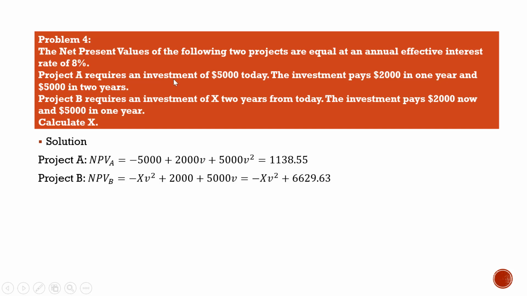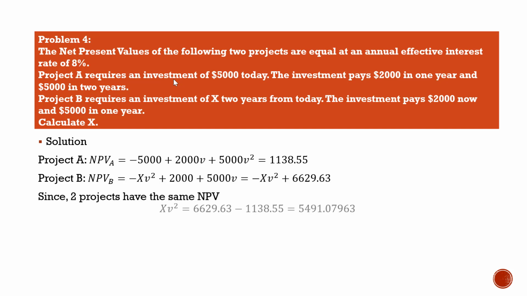And because these two projects are equal in net present value, we set these two net present values equal and solve for x. So we have Xv squared is 5,491.07963, and don't forget v is 1.08 to the negative 1, so x is 6,405.79528. So that is how we calculate x, and we round to $6,405.